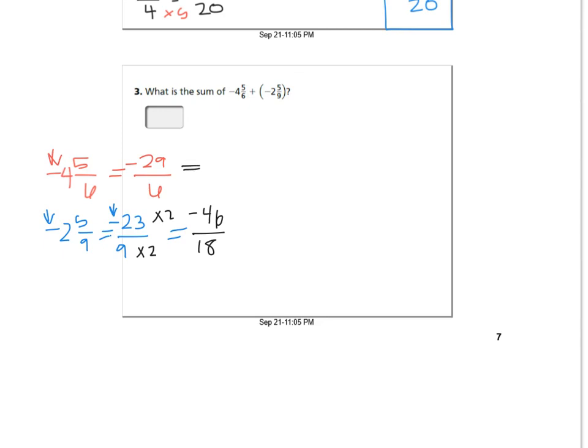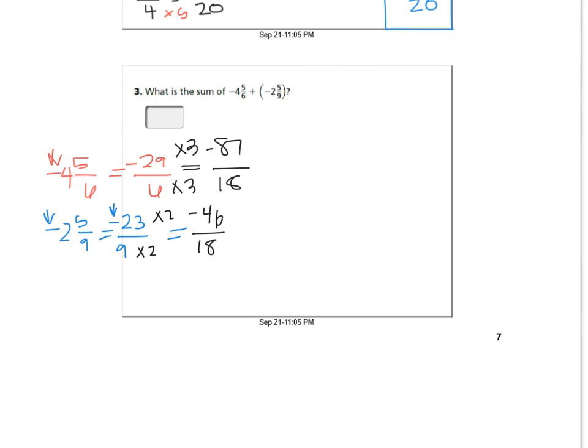Now, since I used 18 on the bottom one, I also have to have this denominator as 18 as well. So 6 times what gives me 18? 6 times 3. So that means I have to multiply the top by 3 as well. So 29 times 3, that's going to give me 87. It's going to be a negative 87 since my 29 was also negative.